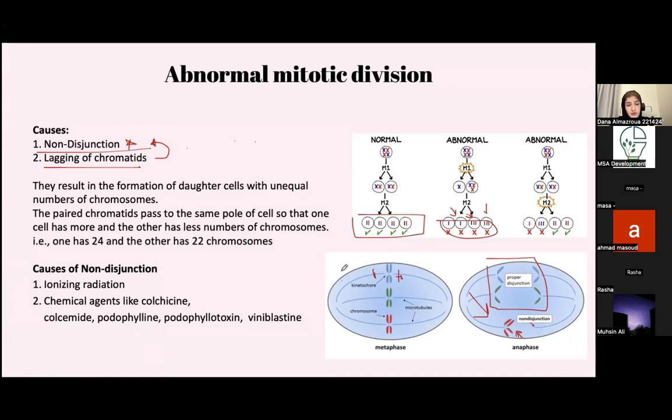Now, what I'm trying to say here is that lagging of chromatids can contribute to non-disjunction, because if it really lags, then it wouldn't come to the opposite pole, so it's really not separated, contributing to non-disjunction. However, the body can potentially resolve it. So lagging of chromatids does not always result in an abnormality, but non-disjunction always results in an abnormality. So non-disjunction is kind of the final result. Does that make sense? Yes, okay, perfect.